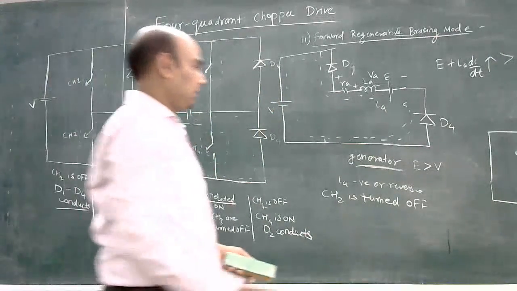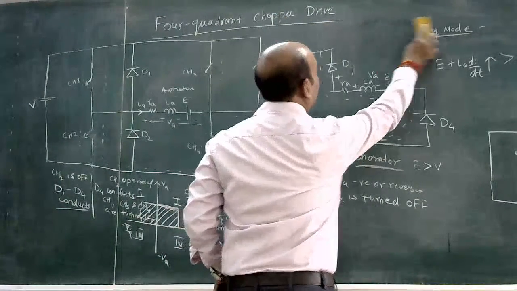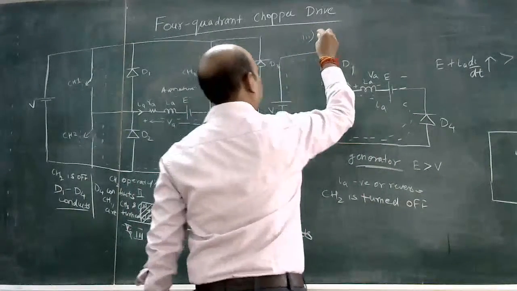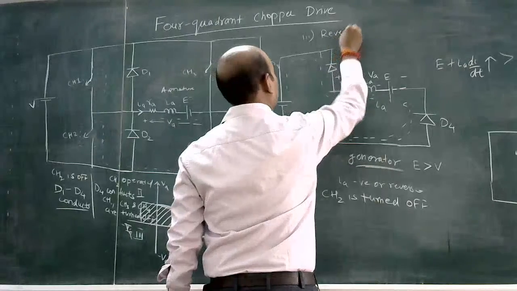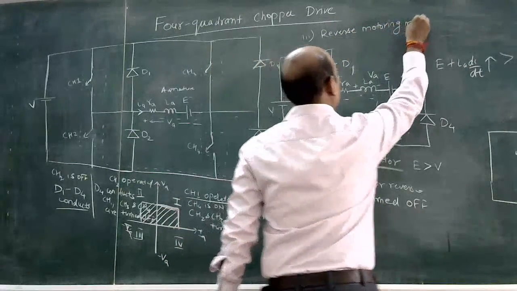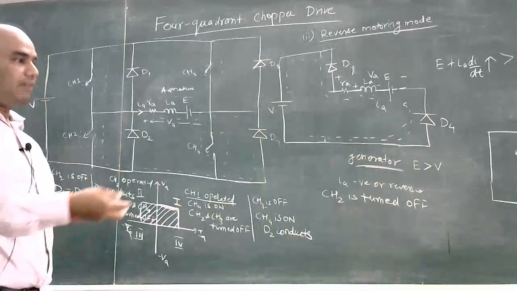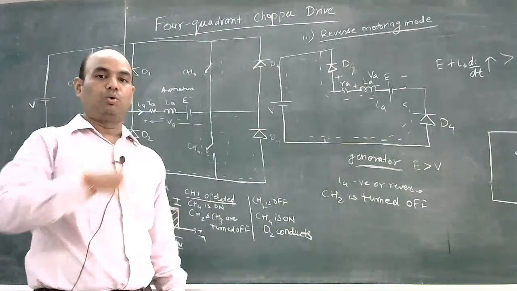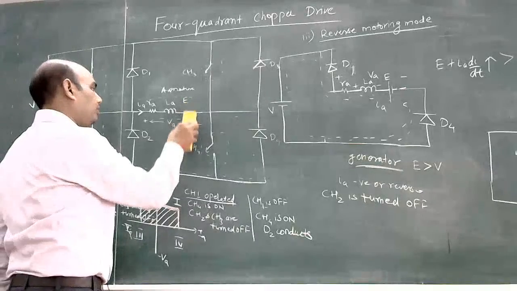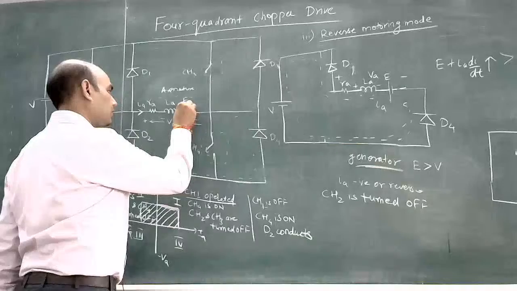So we will see the third mode, third quadrant. In third quadrant, it is reverse mode. So in reverse motoring, we have to reverse the direction of the motor. So this will be the case, and here the polarity of E will be reversed. This will be like this.